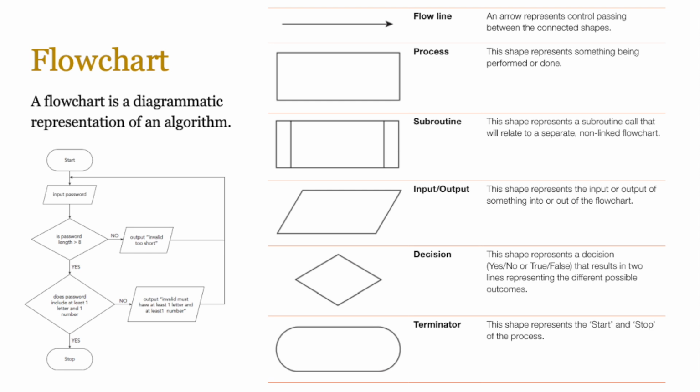To create a loop, we just simply link a line, a flow line, all the way back to the previous part, and that indicates a loop. A common question that comes up in the exam is you're given a flowchart and you're asked to trace it and complete a trace table. So they give you some values and you just have to follow the path.